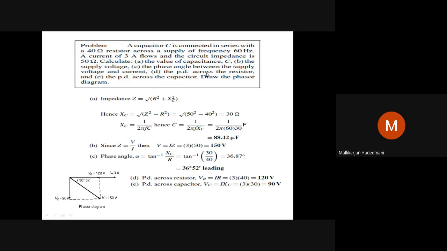The next is potential across the resistor. Whenever current flows through a resistor, I into R is the potential. We can see VR equal to I into R. This is 120 volt. What is the voltage across the capacitor? VC equal to I into XC, 3 into 30 ohm. Don't do 3 into C. C is how much you got here? 88.42 microfarad. That is not the multiplication. You should do I into XC, not the C. Therefore, it stands as 90.